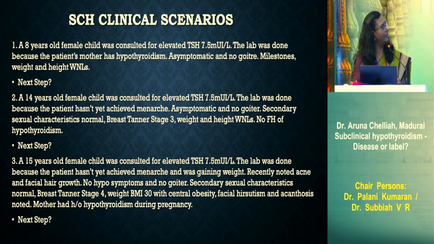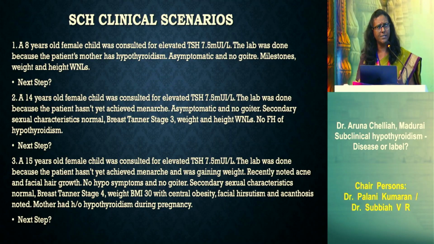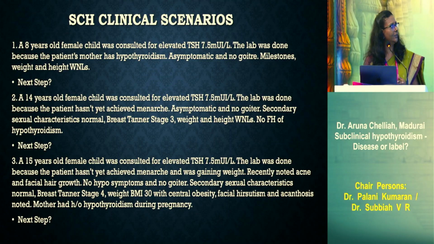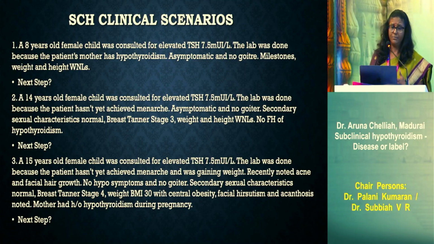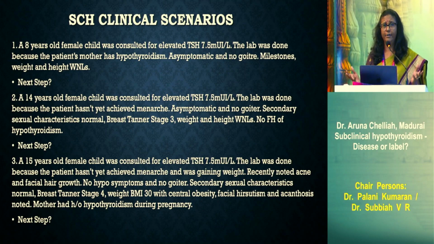So this is a great one. Subclinical scenarios, a few scenarios I'm going to say, not as extensive as Dr. Varun. An 8-year-old came with elevated TSH of 7.5. Why was it done? The mother had hypothyroidism, so she wanted to know whether the child has it. She already did the test and came to me. No symptoms, no goiter, milestones fine, weight fine, height fine. I said, let's repeat the test. It was 6. I said, forget it, come back in 3 months or 6 months, we'll repeat. Done deal.